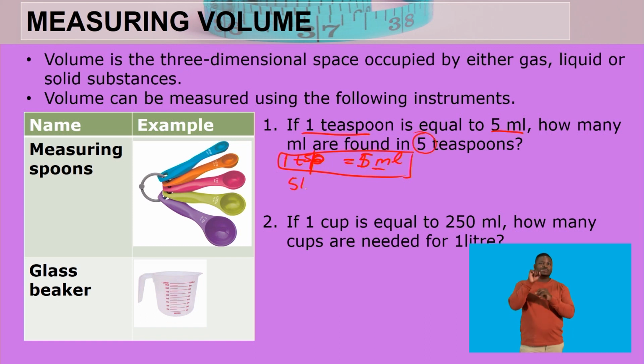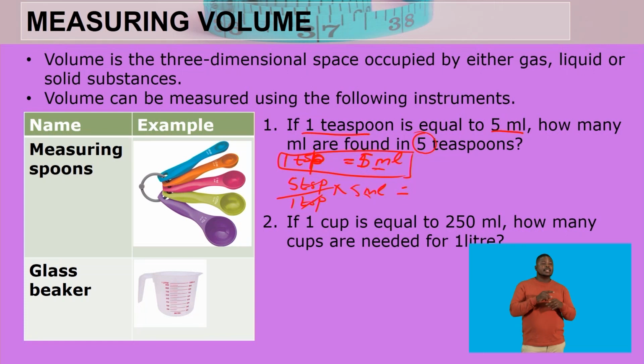So you can say 5 TSP divided by 1 TSP. The reason why we are dividing is because we want to know what happened to our teaspoon as units. Then you multiply by 5 milliliters. You always have to divide units that are the same, and then you multiply by the one that is not the same.